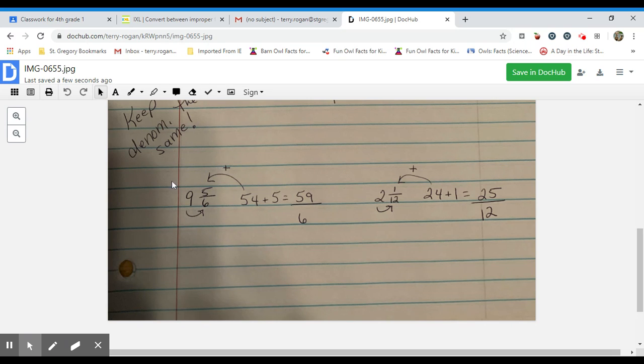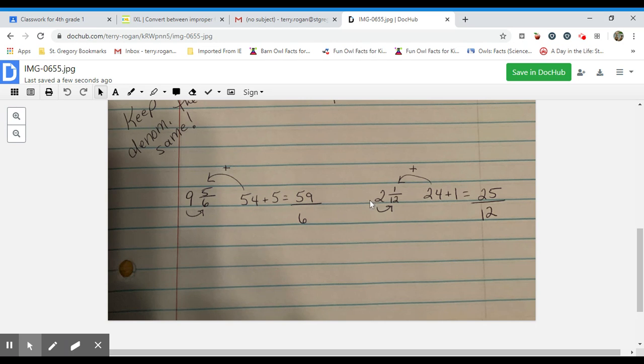So if we have this mixed number, 9 5/6, we want to change it into an improper fraction. We're going to multiply 9 times 6. I like to draw my arrows to show what I'm doing. 9 times 6 is 54. I wrote that there. And then I add this 5. I showed you that right there. 54 plus 5 is 59. Keep the denominator the same. So draw that over a 6.